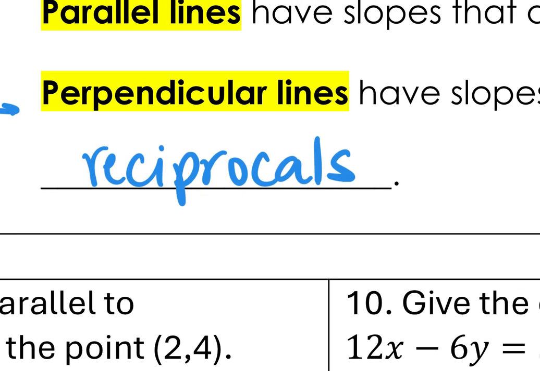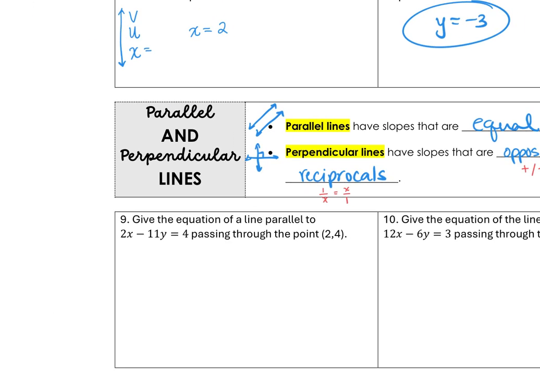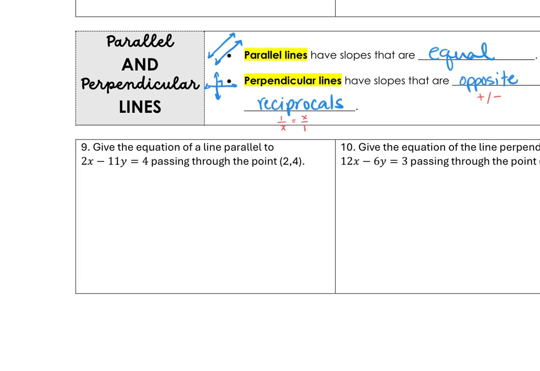So the reciprocal of 1 over x is x over 1, when we flip the fraction. Those are reciprocals. So you have to do both of those things with perpendicular lines. It's got to be the opposite, and we got to flip it, okay? So these next two questions, we're going to practice that, so you have one of each.